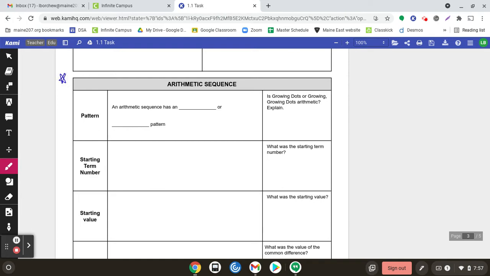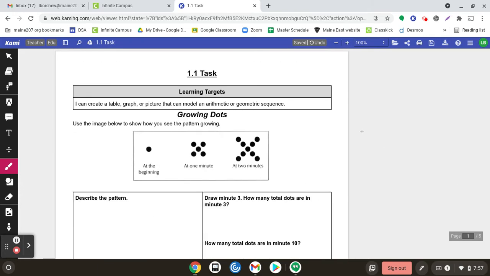An arithmetic sequence has an adding or subtracting pattern. Those are the two blanks. So in the column on the right, it says, is growing dots or growing dots arithmetic? So go to page 1 in your packet, and that is what we call growing dots right here. And let's take a look at that pattern.